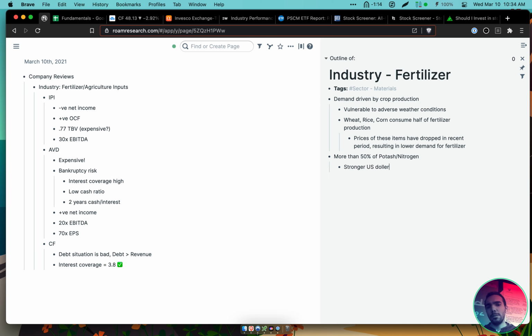Stronger US dollar decreases demand. So if the US dollar goes up, then theoretically at least, increases imports. So if the US dollar gets stronger, it's cheaper to import products unless they're gonna implement some sort of trade restrictions or tax. Okay.